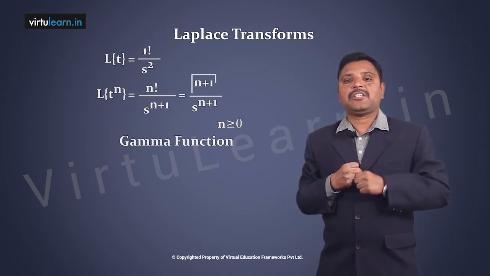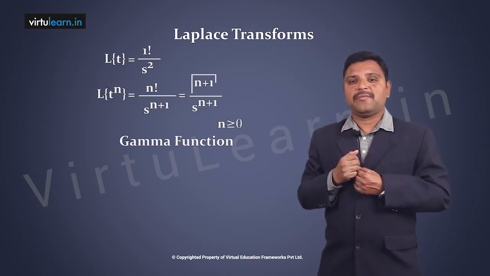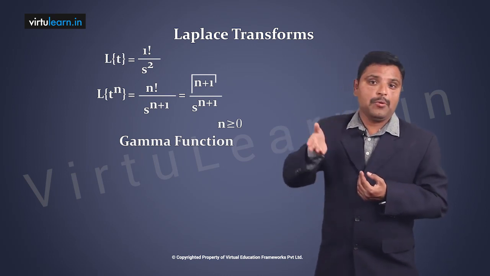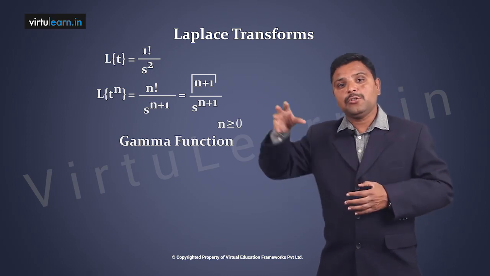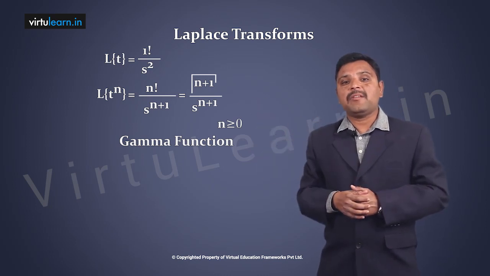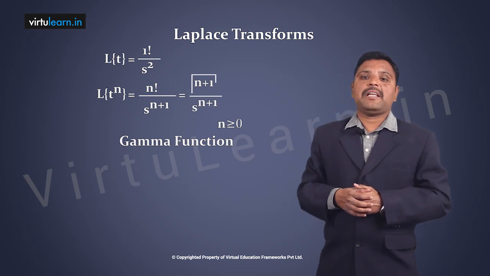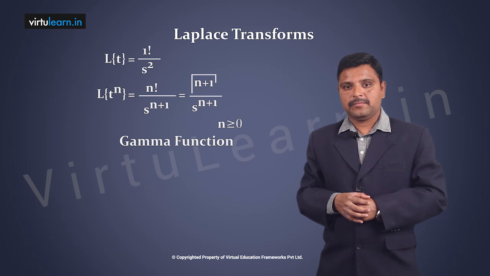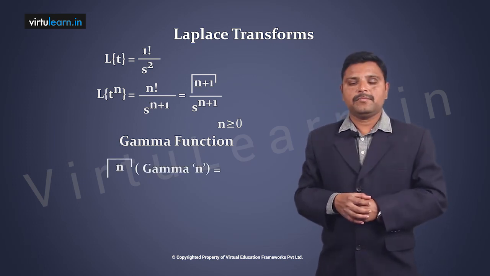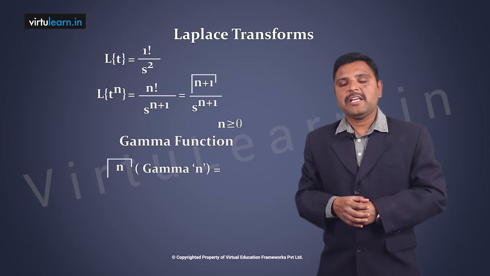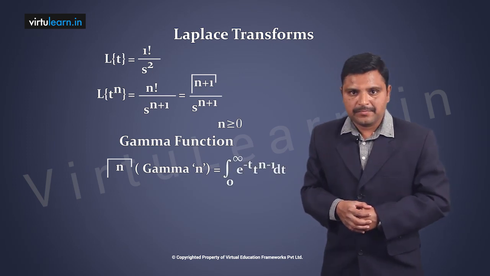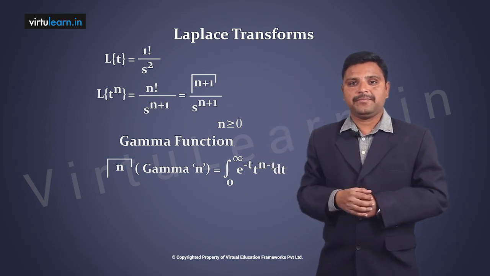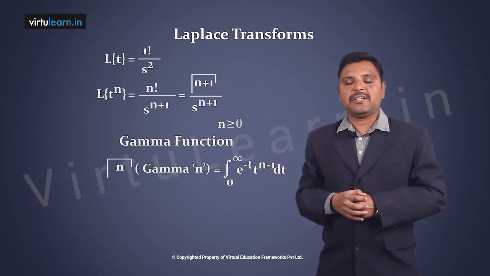Suppose it is a fraction, like n equal to 1 by 2, 3 by 2, 5 by 2, minus 1 by 2, minus 3 by 2, then you should use the formula gamma n plus 1 by s power n plus 1. Then we need to understand the gamma function. Gamma n equals the integral 0 to infinity e power minus t, t power n minus 1 dt. This is the basic definition of the gamma function.